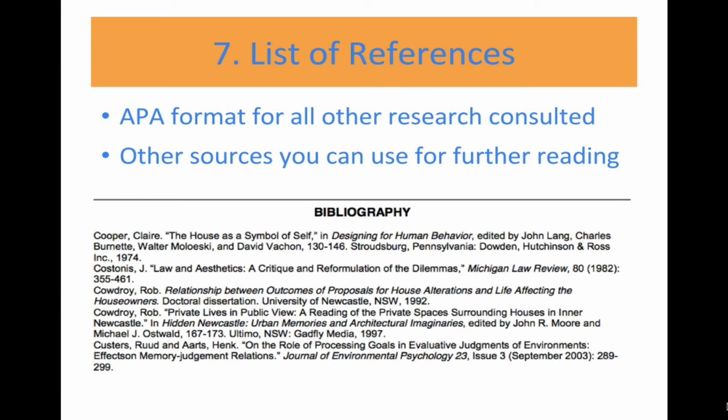Finally, at the end of the article is a list of references. Now we will be using APA format, and the article that we read used something similar but not quite APA. Essentially, you need to have the authors' names, the titles, the dates, the sources where the article was published, and the page numbers.